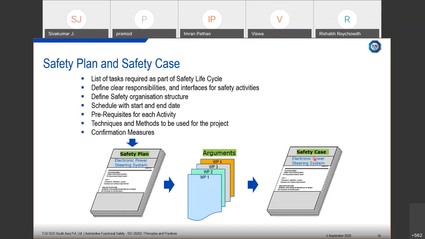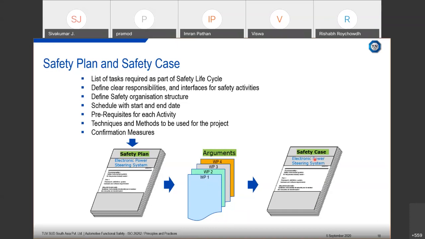So the safety case is also an initial document which needs to be created. It may be a draft initially, and periodically it has to be updated based on your development, which keeps going. So that is the expectation from the safety case aspect of it.